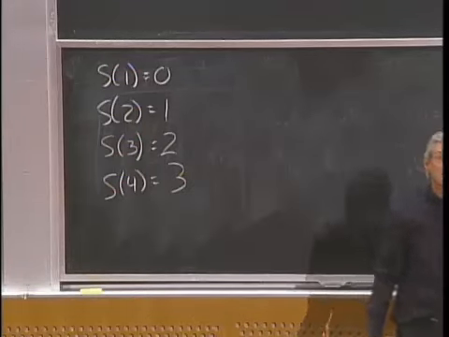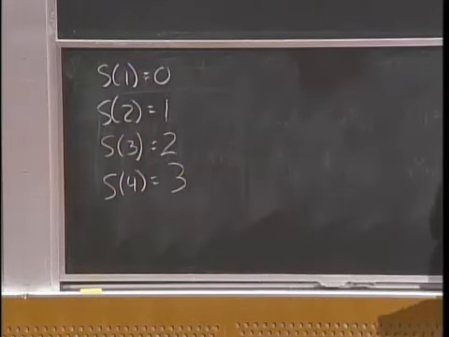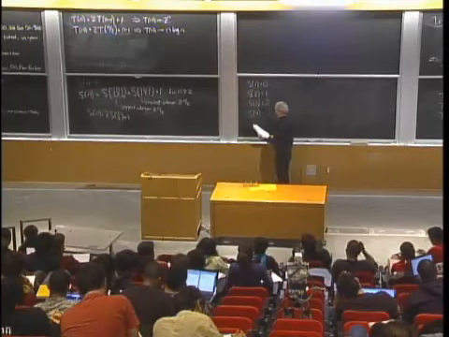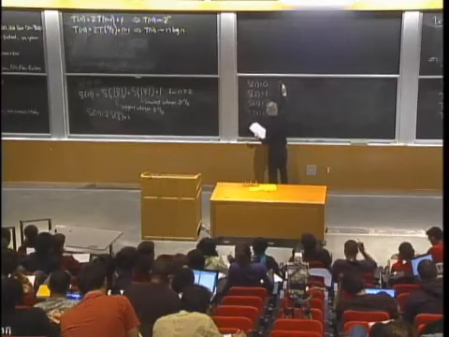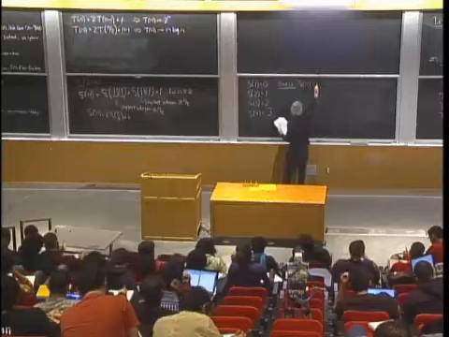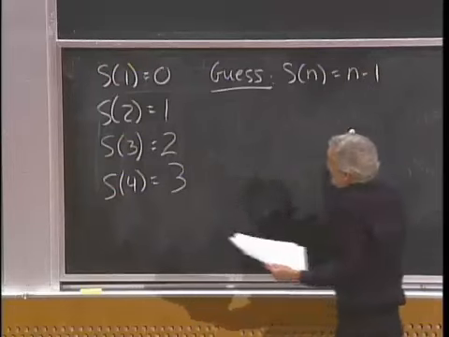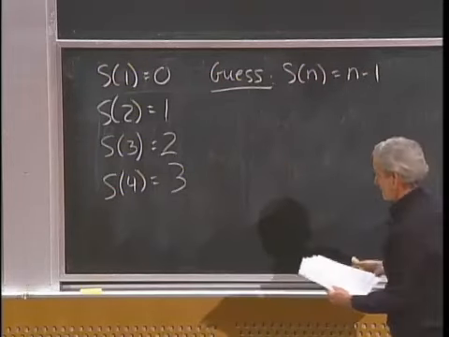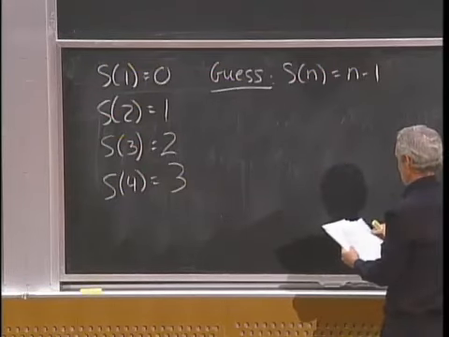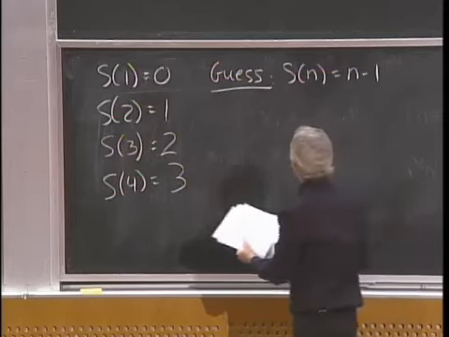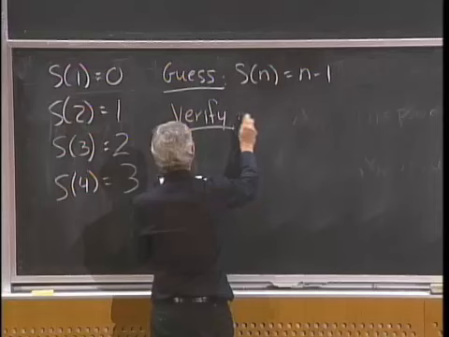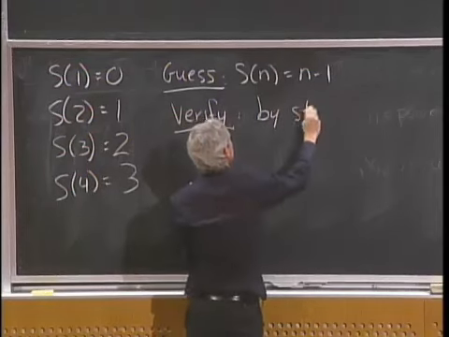Well, you might try a guess. What would you guess? Yeah, n minus 1. Okay, so we're going to guess S of n equals n minus 1. And that's not so bad. Actually, it's pretty simple. Looking at that mess, you'd never think of that right away. But once you plug in some values, it's not so bad. All right, let's verify it. And we're going to verify by strong induction.